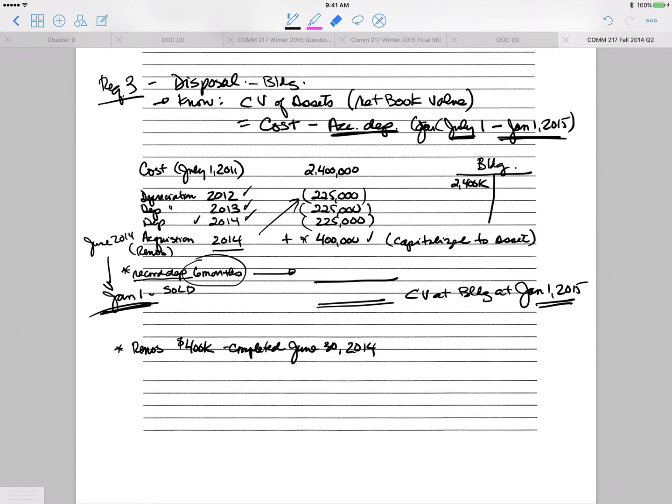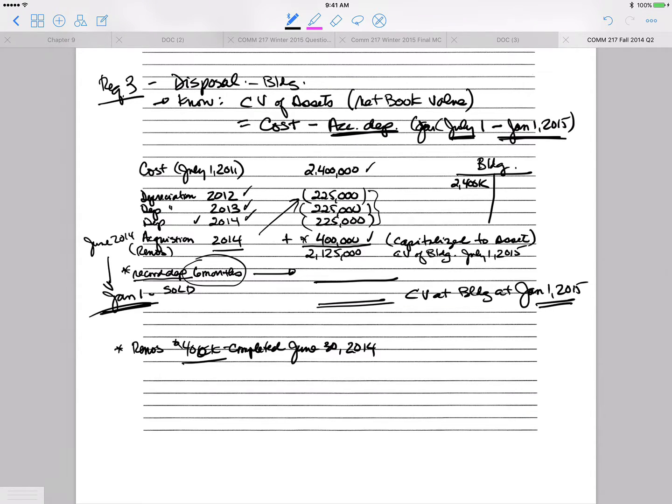So these $400,000 of renos were completed June 30th. So what we've done here is, you can see we've added it to the cost of the building. Okay, so at this point, the carrying value of the building July 1st, 2015, the new fiscal year, is simply the sum of all this. So 2.4 million, all the depreciation we've taken, the additional renos added to the cost base of the building. So that gives us a new cost base of $2,125,000.